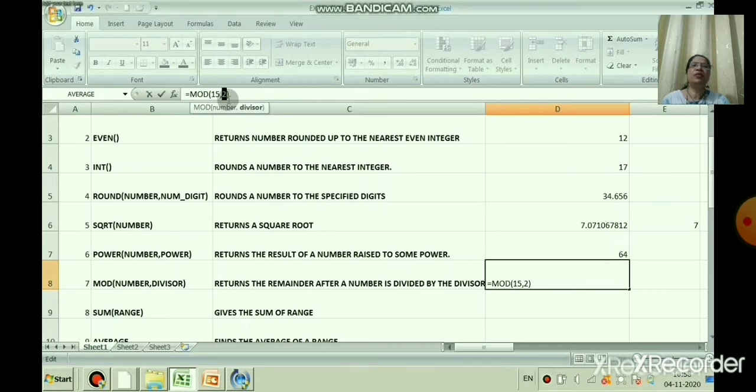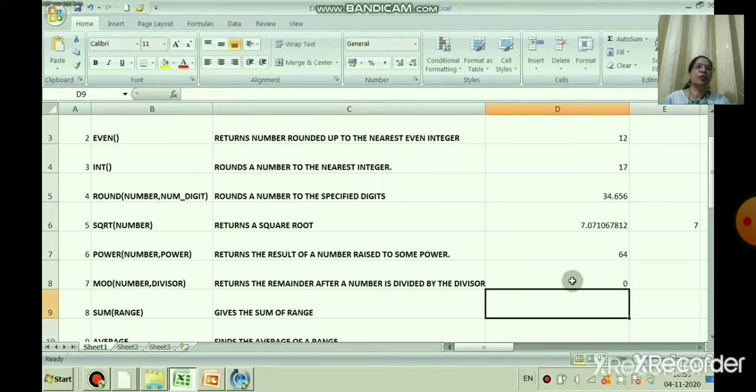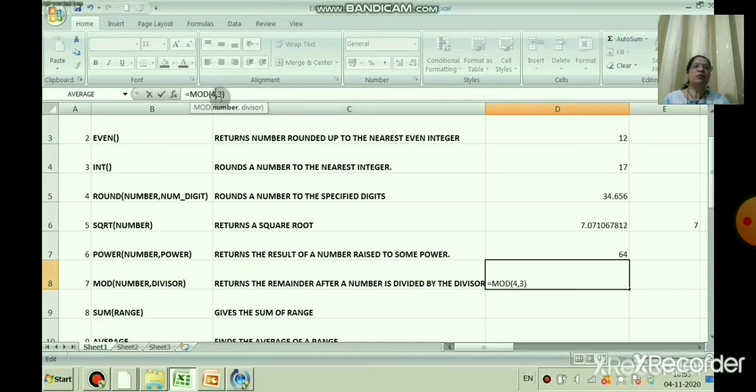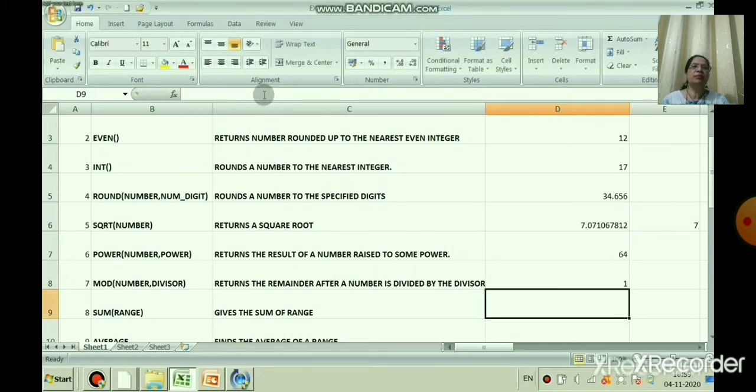Now see, 15 divided by 3, the answer is how much? The remainder is 0. That is the mod function. So yes, children, understood now: power, square, square root and mod function. We will take one more example, 45, and the divisor is 4, the remainder is 1, right.